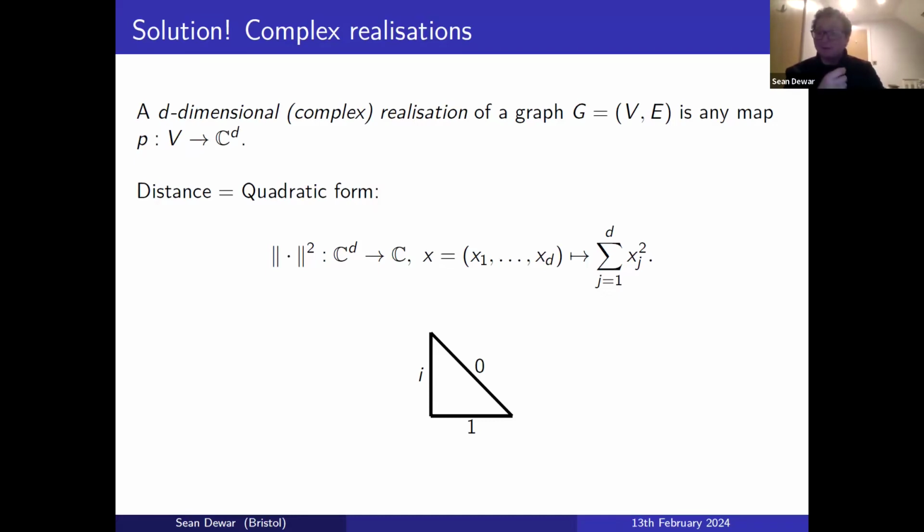Distance is now going to be a quadratic form, not a norm. So to be clear, this is not the complex norm squared. This is a quadratic form. It's a slight abuse of notation. It just takes a point and sends it to its coordinates squared.